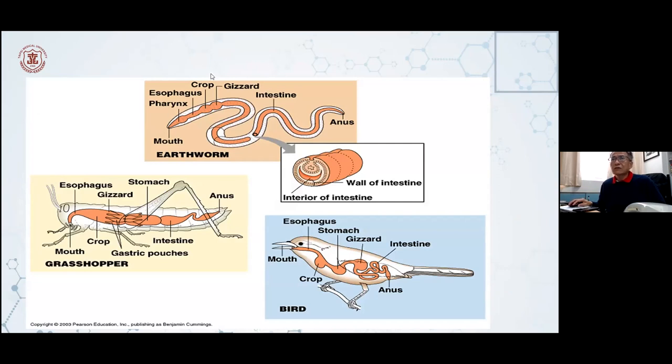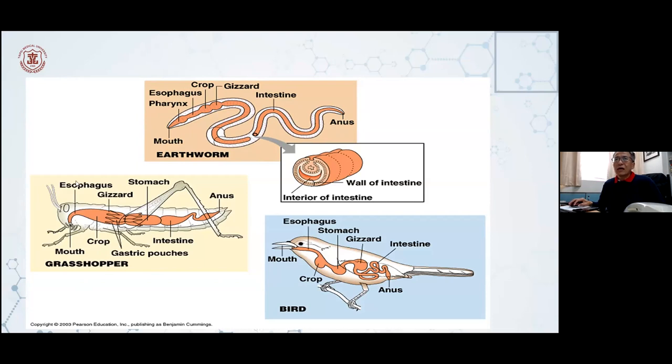So this slide will show three different animals. This is the earthworm. We can very quickly see the digestive system: the mouth, pharynx, esophagus, crop and gizzard. This is for the storage of the food. This is for grinding the food. And then the food will move into the small intestine. The intestine releases digestive enzymes to catalyze the hydrolysis of the food. And then the anus, so there are two openings: food is taken in from the mouth, and the undigested material is removed from the anus.